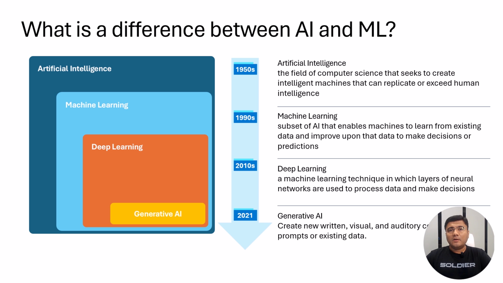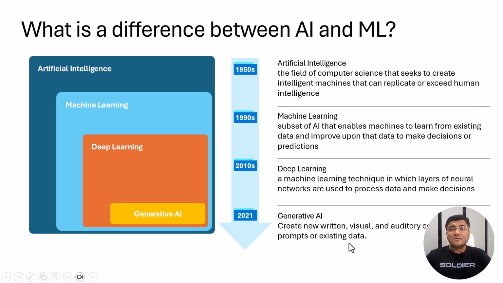After deep learning, everything became easy, because processing the data using this kind of neural network became super easy. And that's where we got generative AI. Now, this is a recent buzzword, which came up just a few years ago, and that is what people are actually saying now when they say AI. Generative AI is one particular part of AI which focuses on creating new written, visual, and auditory content based on a prompt or existing data.